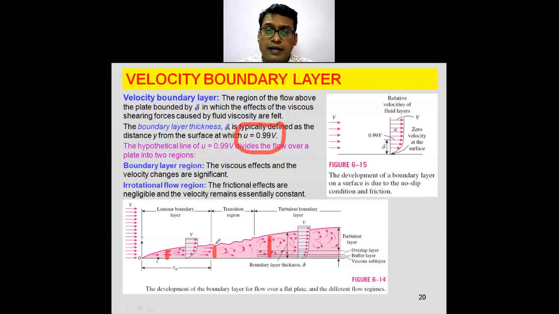That means at this point the velocity attained is 0.99 of the velocity, the u maximum. At this point the velocity attained is 0.99. At this point the velocity attained is 0.99. This is a hypothetical, imaginary line. You cannot see it visually. It is all done for mathematical understanding. And this divides into the boundary layer region. The viscous effects and velocity changes are significant in this region, and that is why this is observed.